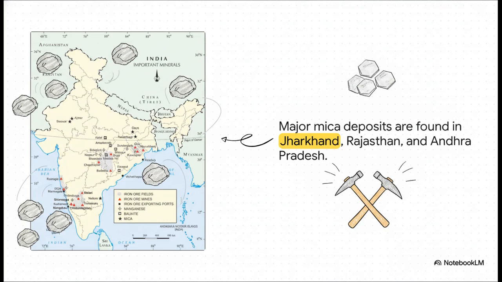And where do we find mica in India? Well, the main mica deposits are found in a few key areas. The major belt is in Jharkhand. It's the Koderma Gaya Hazaribagh belt, located on the northern edge of the Chota Nagpur Plateau. Another important producing area is around Ajmer in Rajasthan. And then down south, we have the Nellore mica belt in Andhra Pradesh.